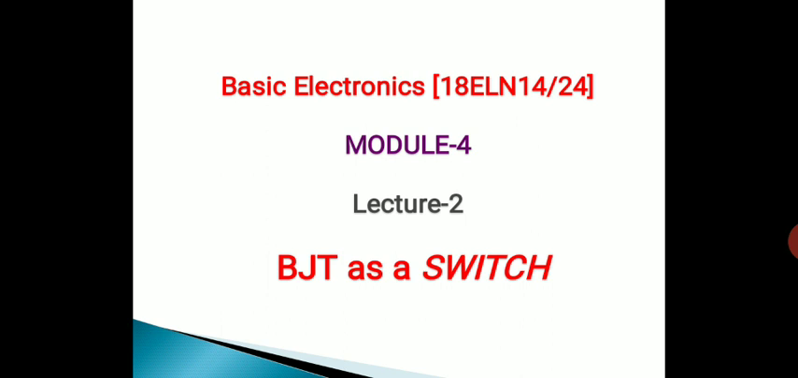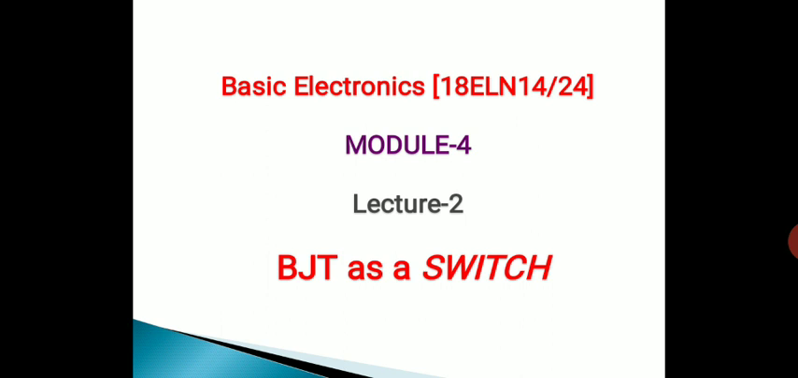You know that in the cutoff region both the junctions of the transistor are reverse biased. In the saturation region both the junctions are forward biased, whereas in the active region the emitter junction is forward biased and the collector junction is reverse biased. That's why, when you want to use a transistor as an amplifier, the emitter junction should be forward biased and the collector junction reverse biased, so that the transistor operates in the active region.